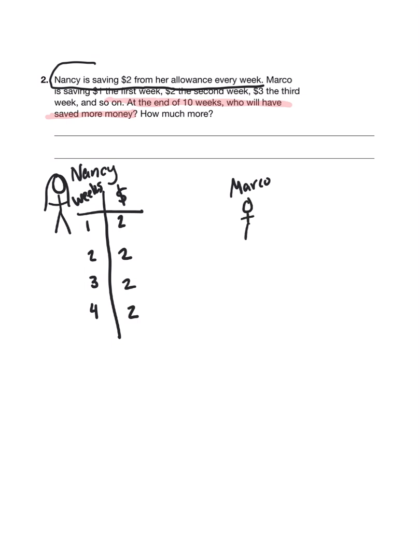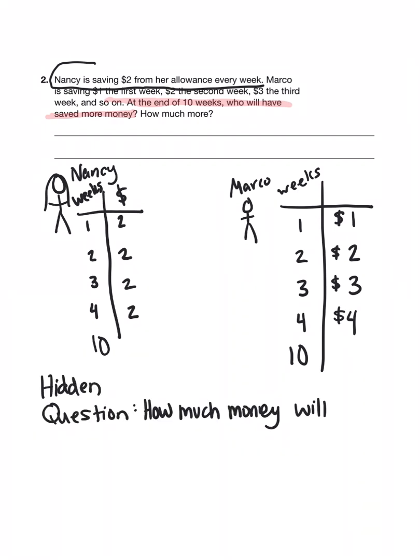Marco has a different strategy for saving. He's going to save for the same amount of time that Nancy does, 10 weeks altogether. But instead of saving the same amount each week, he's going to increase by $1 after each week. So we have to figure out who's going to save more money and how much more. Let's think about what hidden question we need to figure out before we can address who has saved more money.